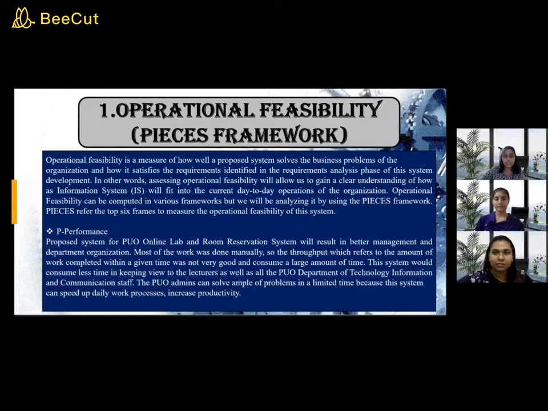The proposed system for the PEO online lab and room reservation system will result in better management and department organization. Most of the work was done manually, so the throughput, which refers to the amount of work completed within a given time, was not very good and consumed a large amount of time. This system would consume less time for the lecturers as well as the PO Department of Technology, Information and Communication staff. The PEO admins can solve ample problems in a limited time because this system can speed up daily work processes and increase productivity.